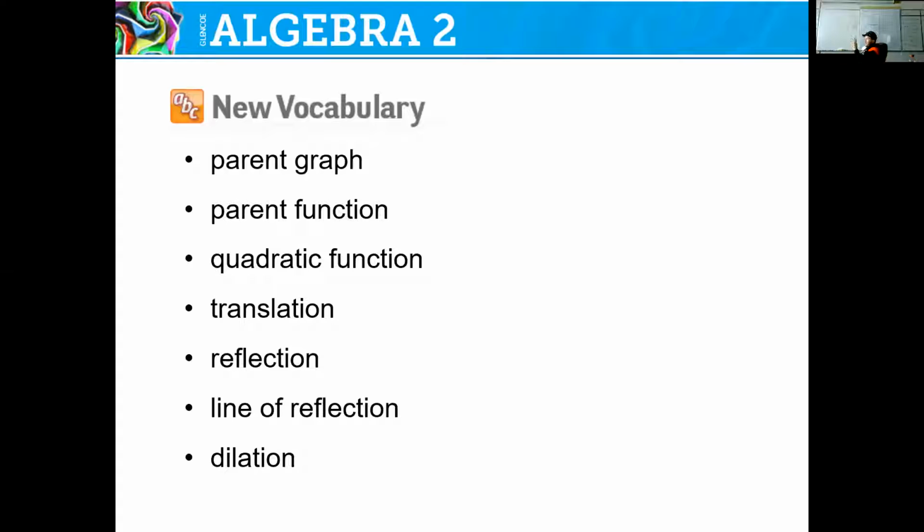We have translation, which is a slide of the graph around the xy coordinate plane. We have a reflection, which will typically be mirroring it over the y-axis or the x-axis. And then you have a dilation. Dilation means we're going to stretch it or compress it, based upon the value of a.